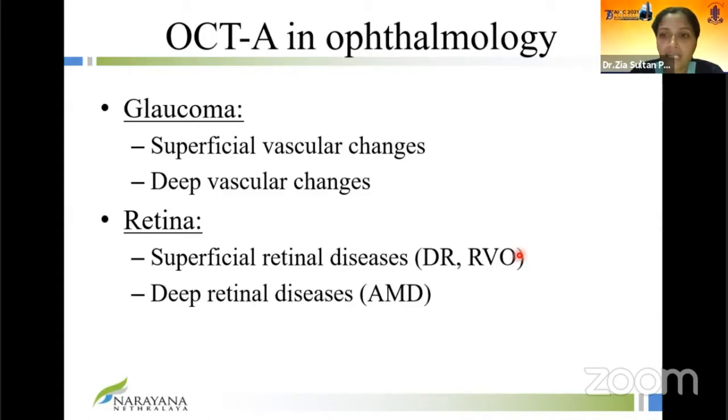We'll discuss its uses in glaucoma, and I've divided this into what the changes are in the superficial layers and in the deep layers. And then my retina colleagues are going to discuss OCTA again in superficial retinal diseases and deep retinal diseases. Okay, we'll start next with Dr. Sujani, who will discuss the superficial vascular changes in glaucoma.